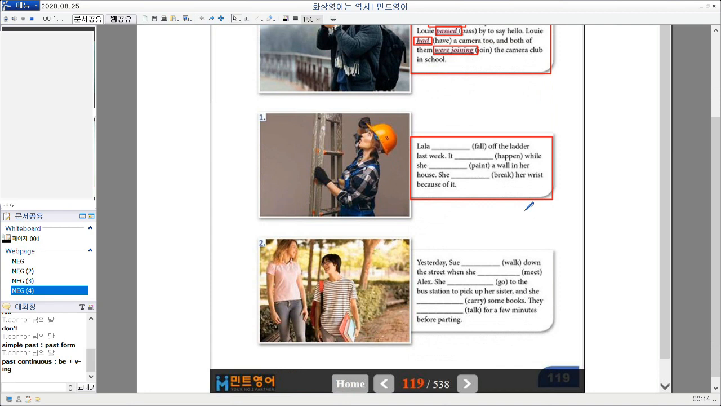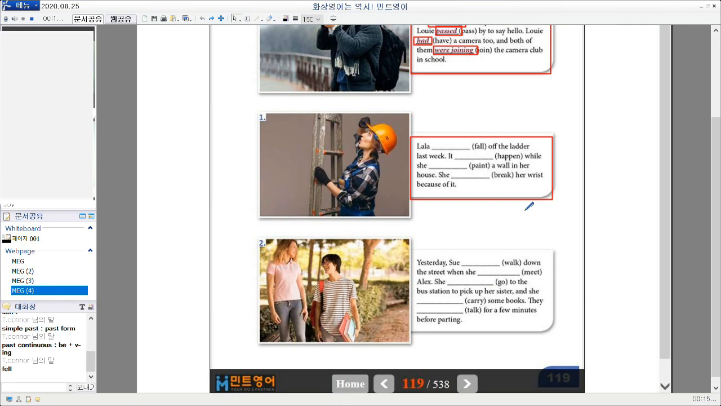Lala. Last week. Lala fell off the ladder last week. Yes, very good. The past form of fall is fell. Good. It was happening while she painted a wall in her house.